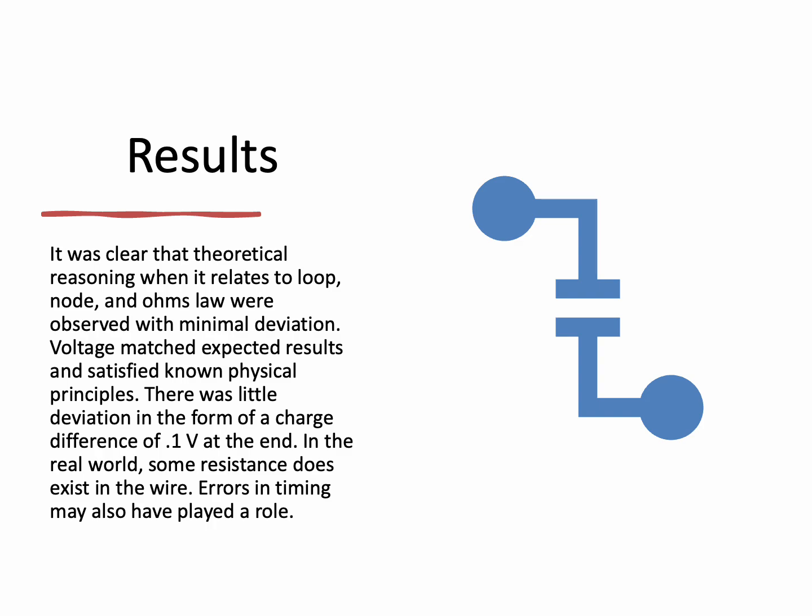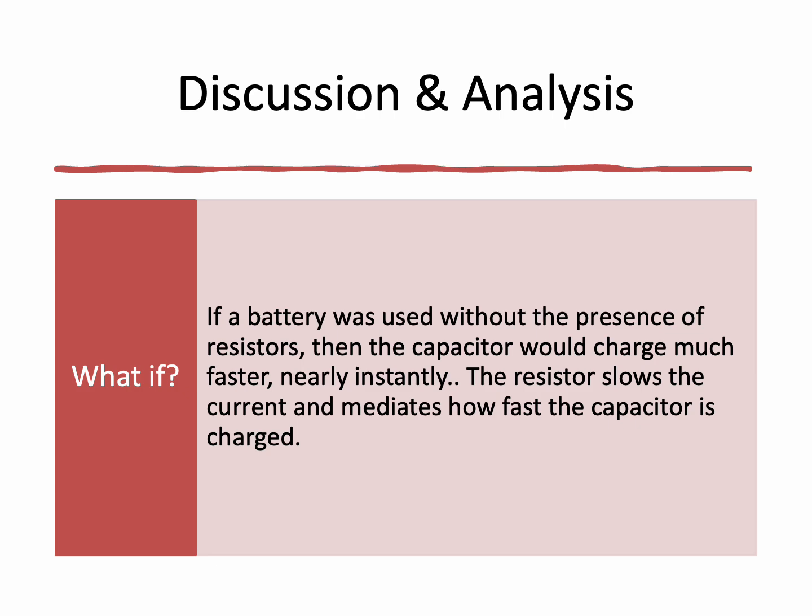Lastly, for the discussion, if a battery was used without the presence of any resistors, then the capacitor would charge essentially instantly. The resistor slows down the current, and this changes how fast the capacitor is charged. Without its presence, there would be no slowing, and it would charge at the speed of light, which to us might as well be instantaneous.